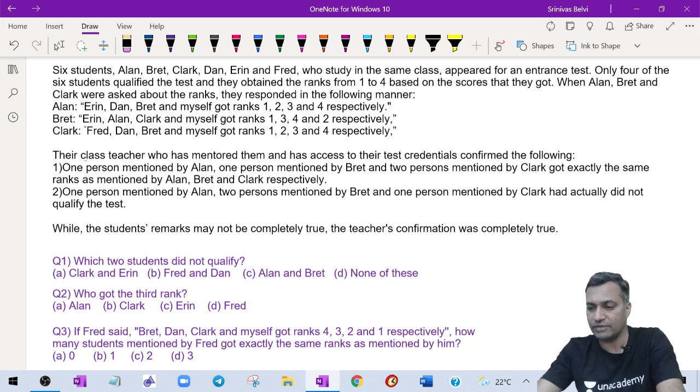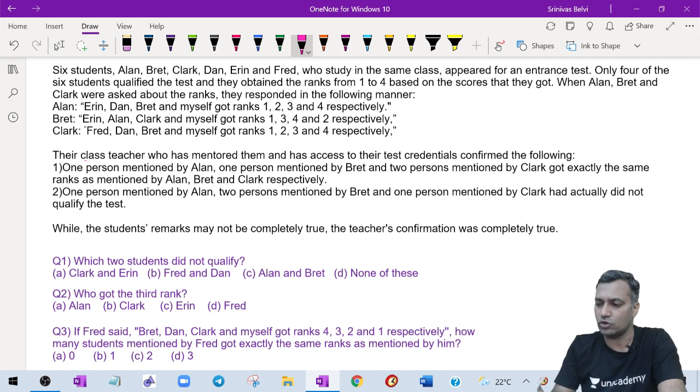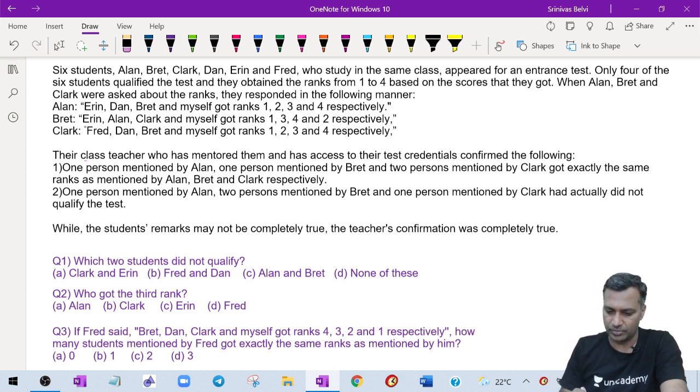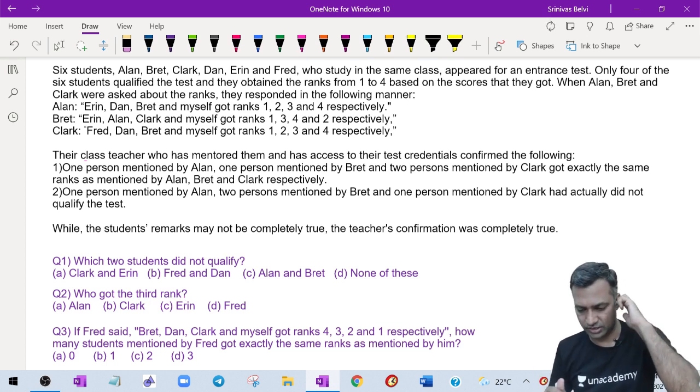Fortunately, four of them got the top four ranks, one to four. And the other two did not qualify at all. So it's two extremes. Questions are based on that. If you take a look at the questions, they're simply based on which two students did not qualify, who failed to qualify, and who got the third rank, and so on and so forth. So that's what the question is.